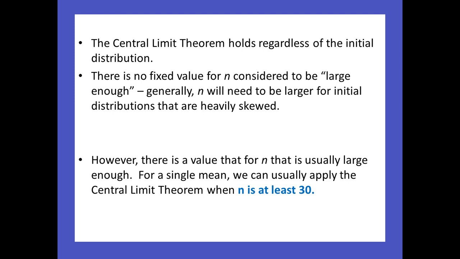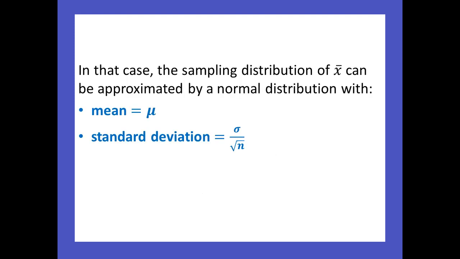For most initial distributions, 30 is going to be big enough. That's how our book handles it. Our book just says as long as n is at least 30, that's large enough. So that's how we'll handle it here, just like it says in blue at the very end. When the sample size is at least 30, we'll be able to approximate the sampling distribution using a normal distribution with a mean of mu and a standard deviation of sigma over the square root of n.